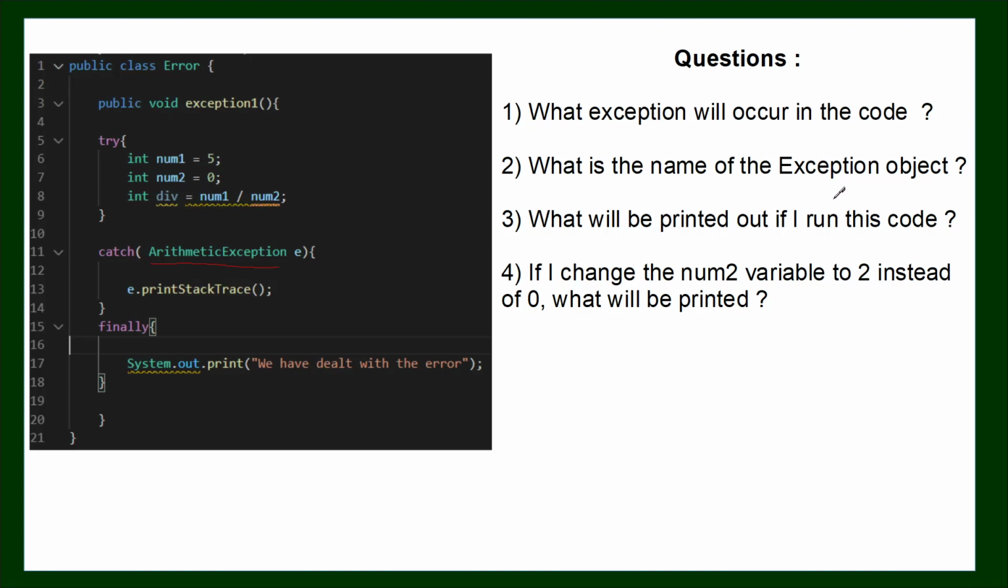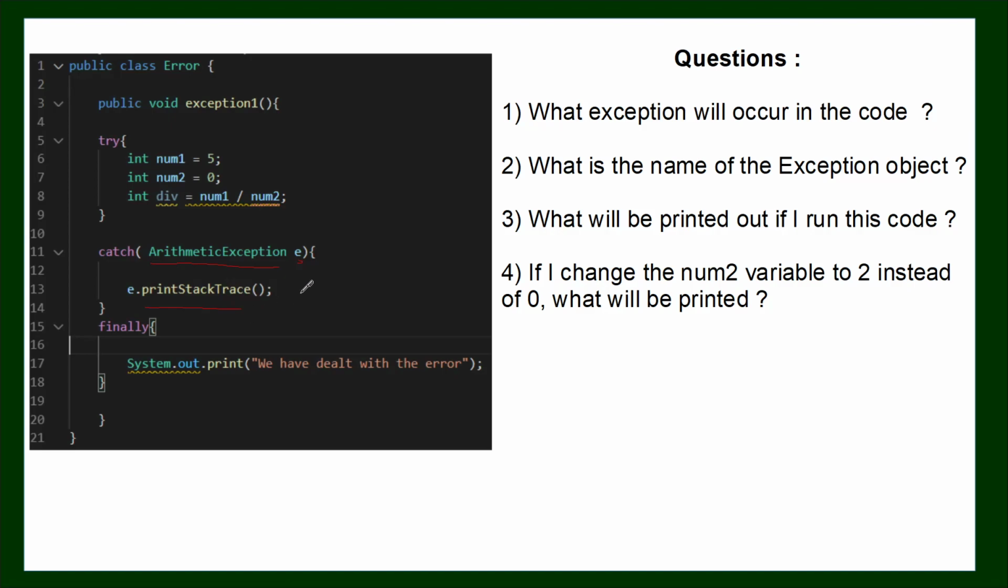What is the name of that exception object? Well, again, I've just put E. E is quite common. What will be printed out if I run the code? Well, if I run it, we can see here that the number is 0. You can't divide by 0, so it would produce the arithmetic exception, and so it would print that stack trace.